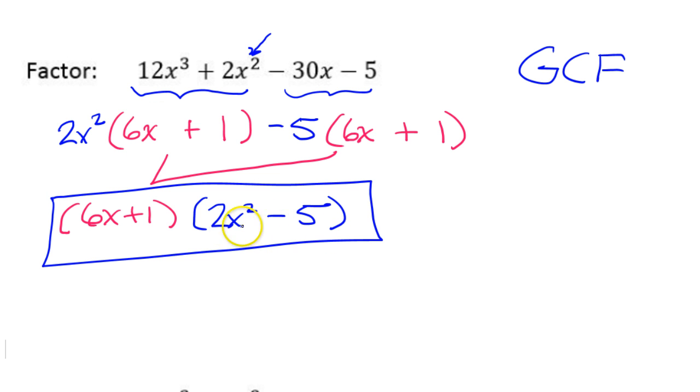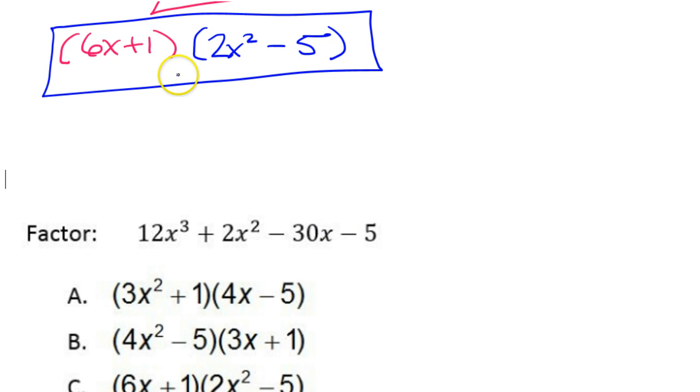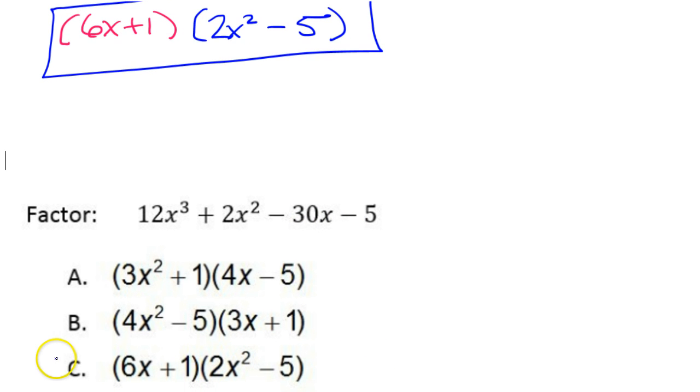Now keep an eye on this. Occasionally this can factor more. If this was, for example, the difference of 2 squares or something like that. But these are not perfect squares, so you have to stop. So let's look for this among the choices. Okay, so I need 6x plus 1 and then 2x squared minus 5. I see right here that that is choice C.